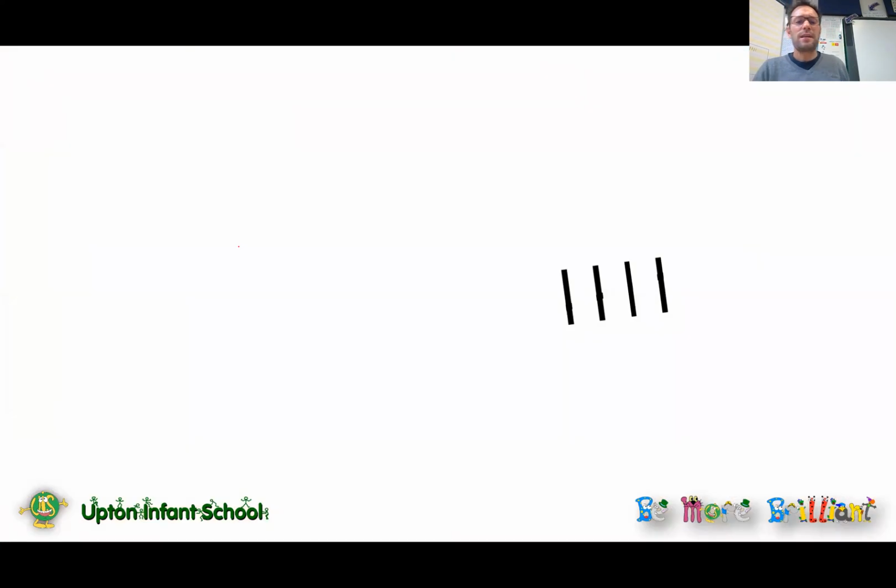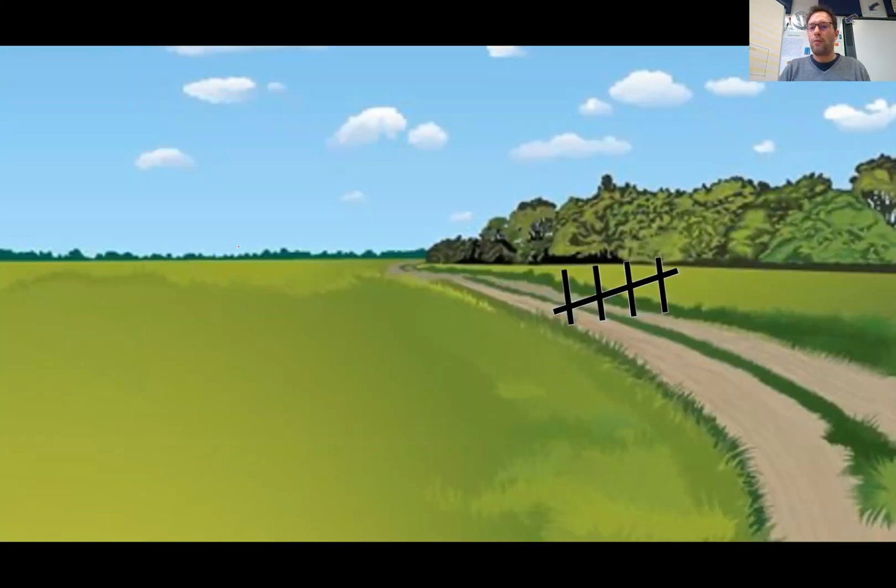And I did say this before. When we're doing our tallies, we do 4 lines, and then the 5th one we go across. So we don't do a 5th one and then go across. Our 5th one we go across. It looks a little bit like a gate with 4 lines and 1 line across. And because it looks a bit like a gate, I thought, let's take a trip to the farm.